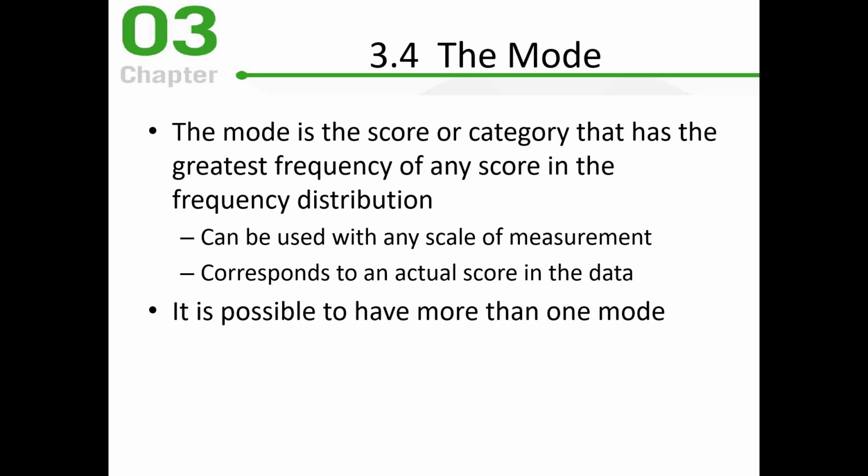Our last measure of central tendency is the mode. The mode is the score or category that has the greatest frequency of any score in the frequency distribution, or in other words, it is the score that happens most often. The mode can be used with any scale of measurement and corresponds to an actual score in the data. If there is more than one score that occurs the most often, then there will be more than one mode.